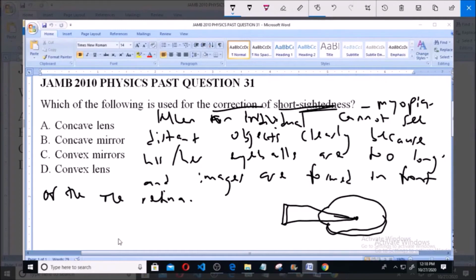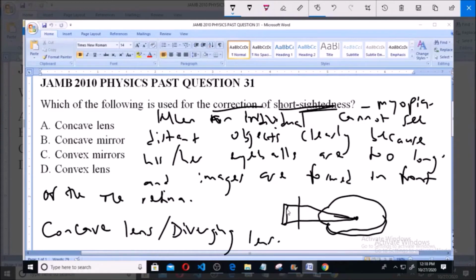Now in order to correct this, what is used is called a concave lens, or a diverging lens. What this lens does is to further diverge or push the rays to the retina such that it is focused on the retina. So a concave lens is what is used. Concave lens is option A, which is the correct answer to this question.